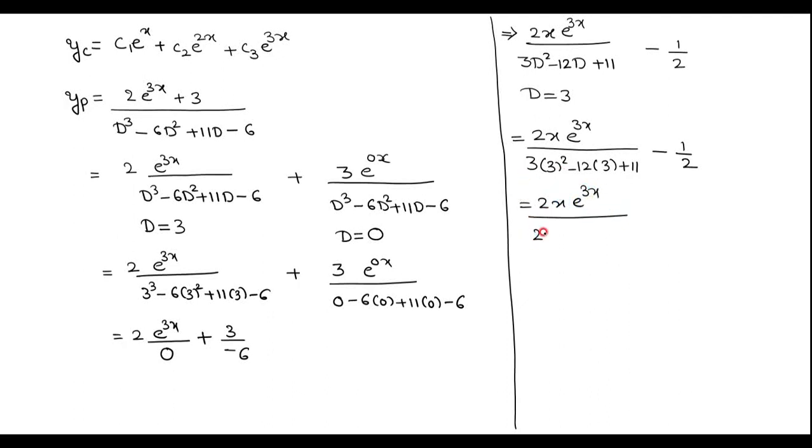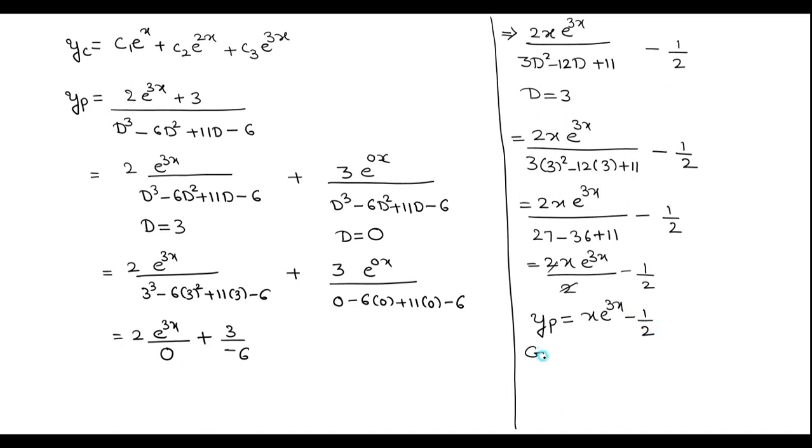9 into 3 is 27, minus 36 plus 11 minus 1 by 2. So here it will be 27, 38 minus 36 will be 2. So it will be 2 e raised to 3x divided by 2. So the 2 get cancelled here and this we have it as minus 1 by 2. So particular integral yp is x e raised to 3x minus 1 by 2.